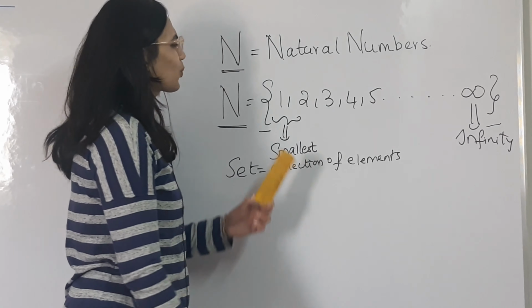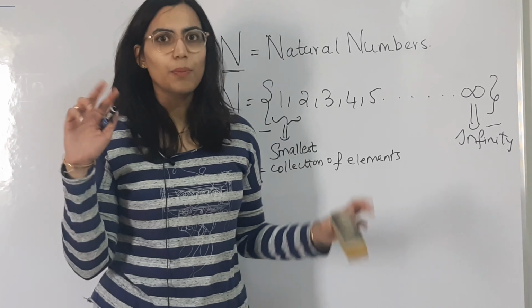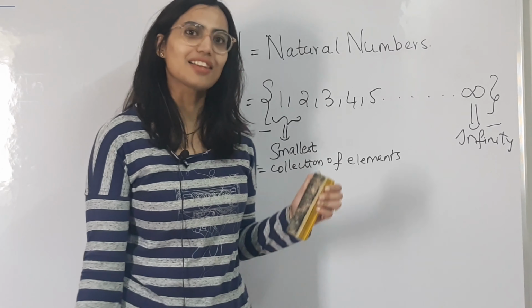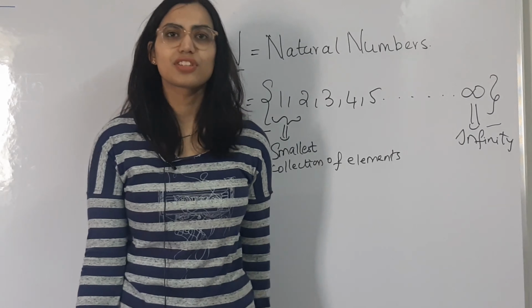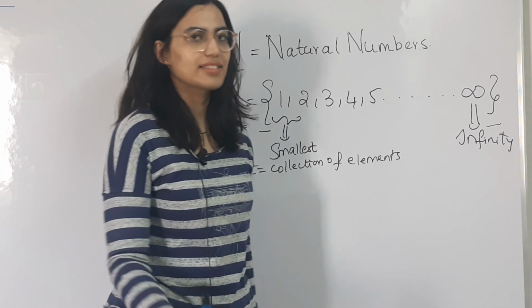Okay. Now let's quickly see the properties of natural numbers. There are no properties as such, it's a fancy term. It's nothing but what is there in front of your screen. Every property is self-explanatory. For example, let's see.